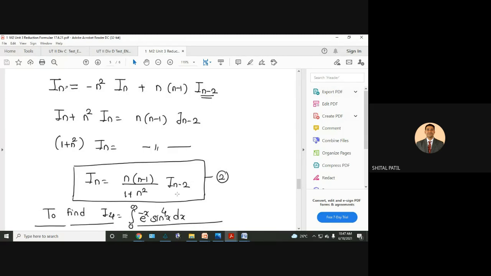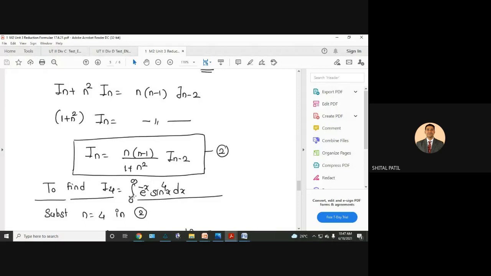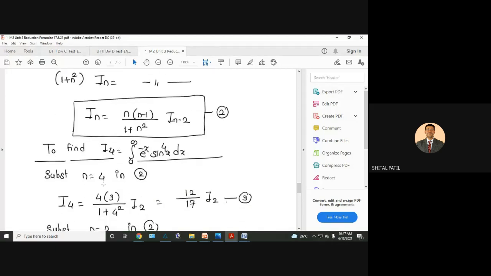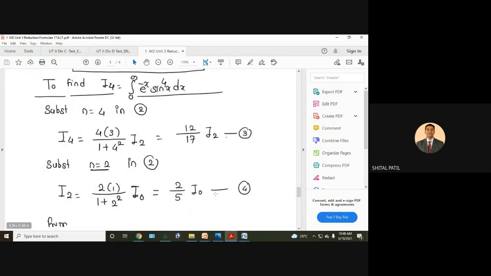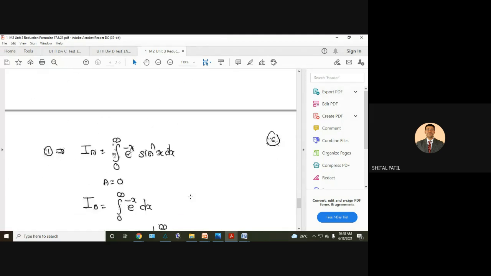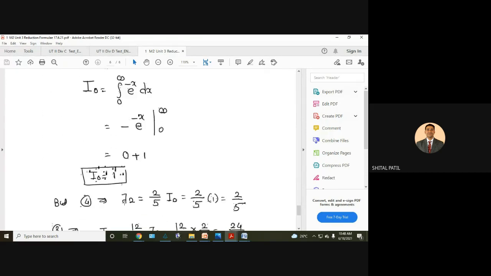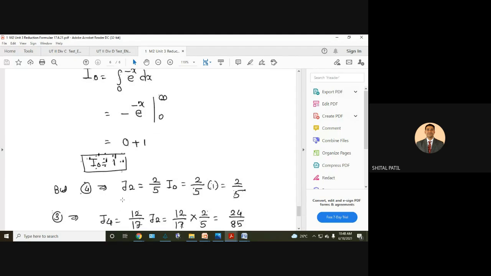Then this reduction formula is used to find I4. So what we have done, we substituted n equal to 4 in equation number 2. We got a relation between I4 and I2. Then to find I2, again we substituted n equal to 2 in equation number 2. We got a relation between I2 and I0. And to find I0, we use the given integral. In the given integral we substituted n equal to 0 and we obtained I0 equal to 1.